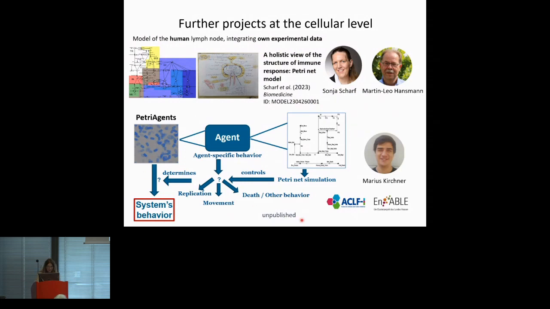And a very recent work performed by Marius Kirchner, or he's still working on that. His idea is to combine PetriNet with agent-based modeling. So each bacterium is an agent, and each bacterium has its own metabolism. Each bacterium has an agent-specific behavior that is controlled by the metabolism that we get by a PetriNet simulation. And that controls each specific behavior. That could be replication, movement, death, or other behavior.